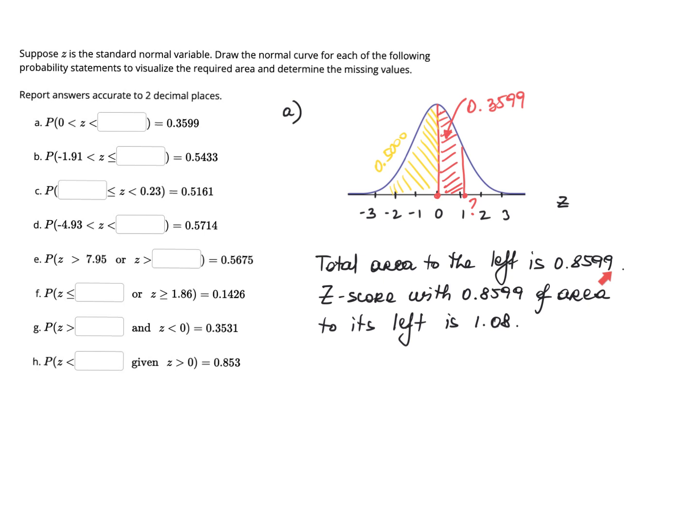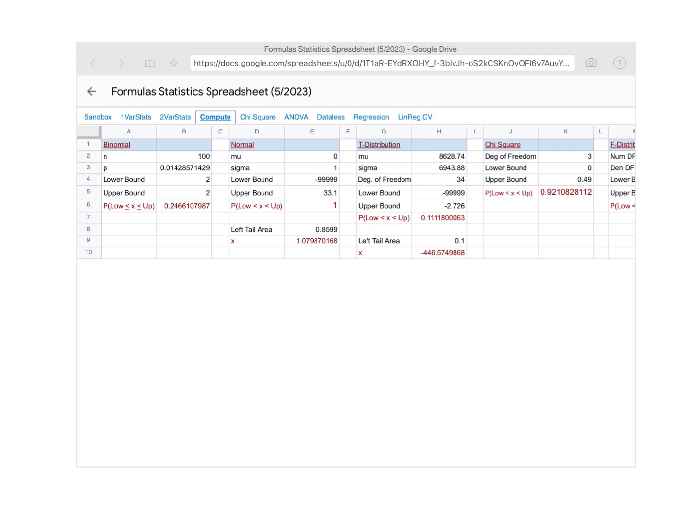The total amount of area is 50% plus 35.99% or 0.8599 in decimal form. The z-score that has that amount of area to its left can be computed using either the Art of Stat or Google Sheets or any other technology you have available, and it will give you the z-score of 1.08 rounded to 2 decimal places. Here is the Google Sheets we're using, and I entered the mean of 0, sigma of 1 for the standard normal curve, and I provided area to the left of the point I'm trying to find of 0.8599, and the resulting point is 1.08 rounded to 2 places as requested.